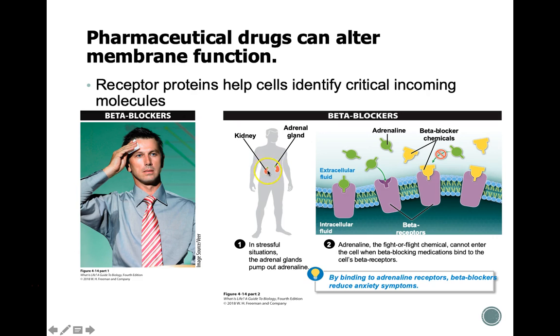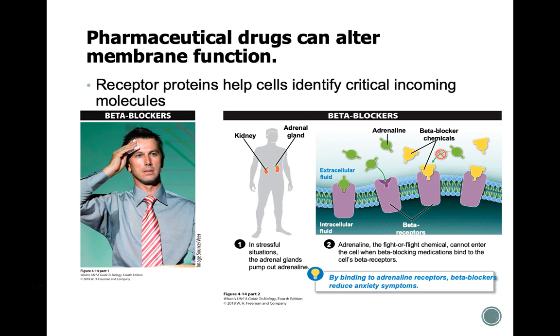So you are probably all familiar with adrenaline. This is that fight or flight response hormone. And it's important because it helps your body cope with stressful situations. The receptors that bind adrenaline are called beta receptors. So in stressful situations, your adrenal glands pump out adrenaline.